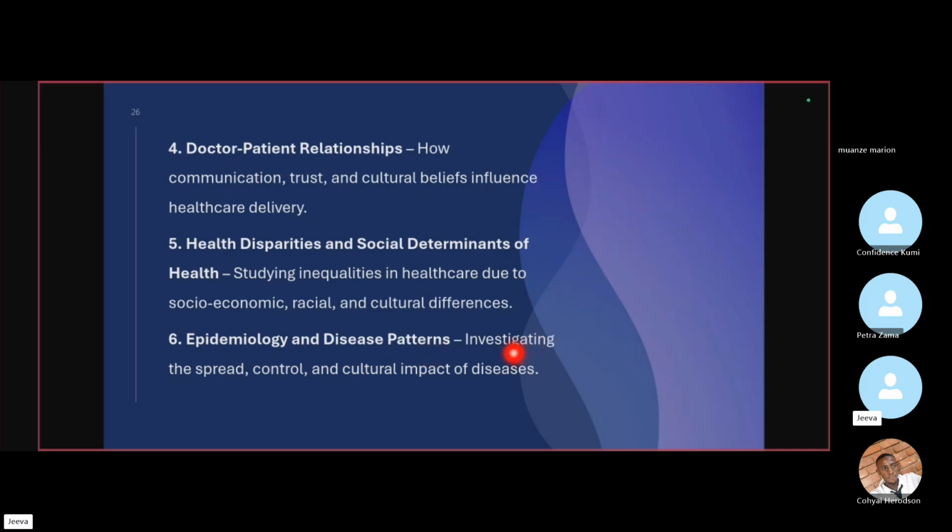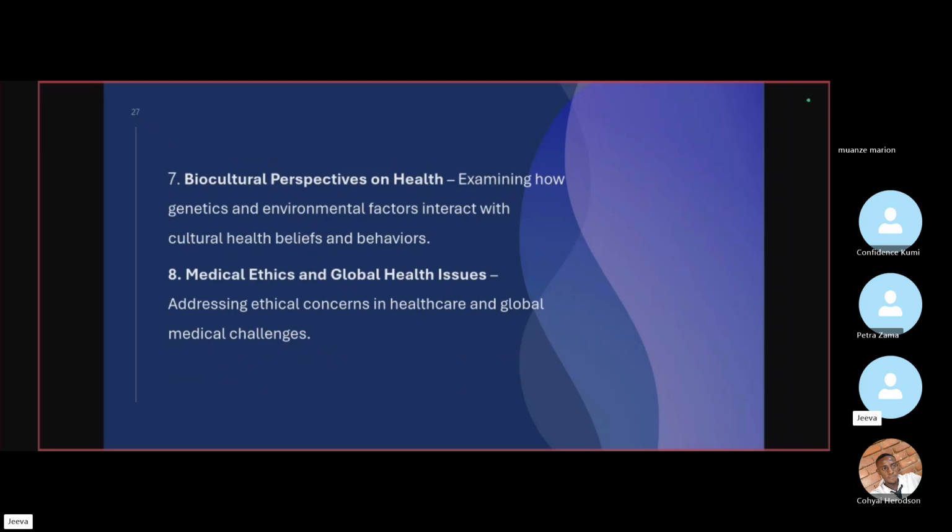Medical anthropology will investigate how a disease has been spread, how the disease can be controlled, and what the cultural impact of that disease is. So it will investigate how a disease has been spread in society, how to control that disease, and what the impact of that disease is in a society. All these things are looked after by medical anthropology.